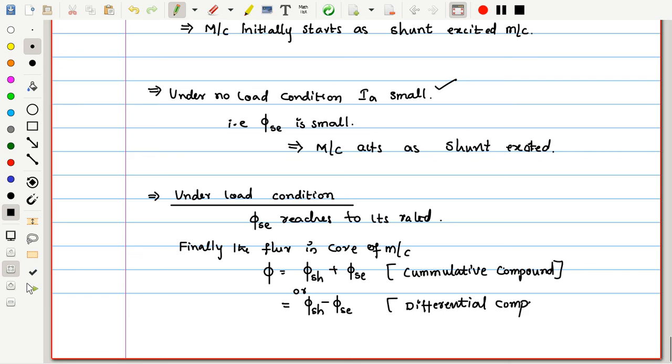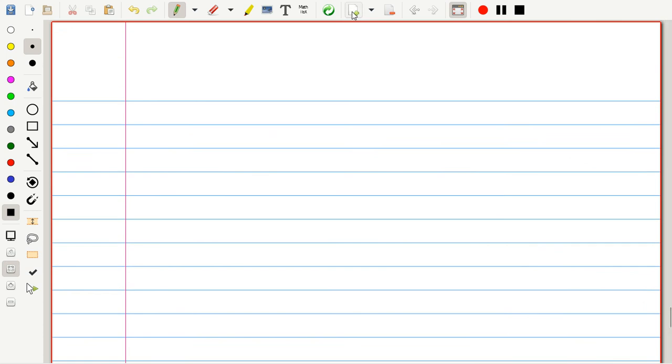There are two kinds of things based on the series field connection. If the series field flux aids the shunt field flux, then it is cumulative. If the series field flux opposes the shunt field, it is differential compound. This is one of the important characteristics; just be aware of how phi SH and phi SE look, and let me show one important characteristic and conclude.